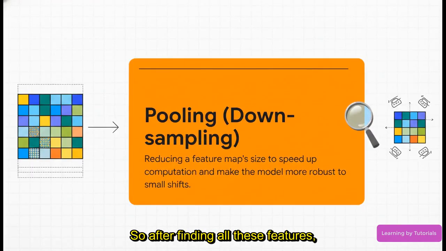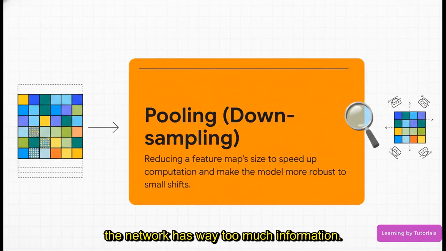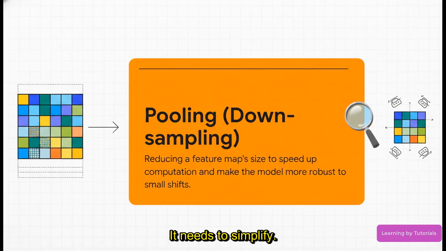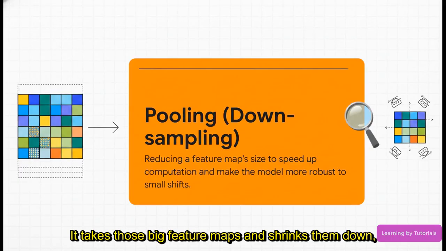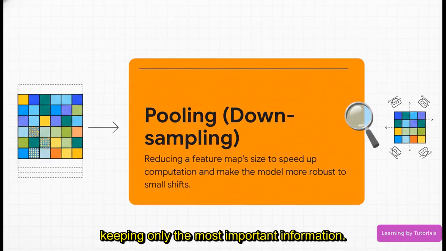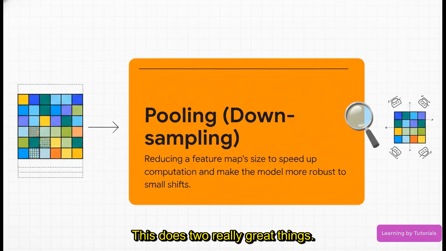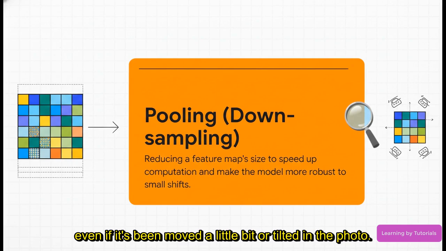So, after finding all these features, the network has way too much information. It needs to simplify. And that's where pooling comes in. It takes those big feature maps and shrinks them down, keeping only the most important information. This does two really great things. It makes everything way faster, and it helps the AI recognize an object even if it's been moved a little bit or tilted in the photo.